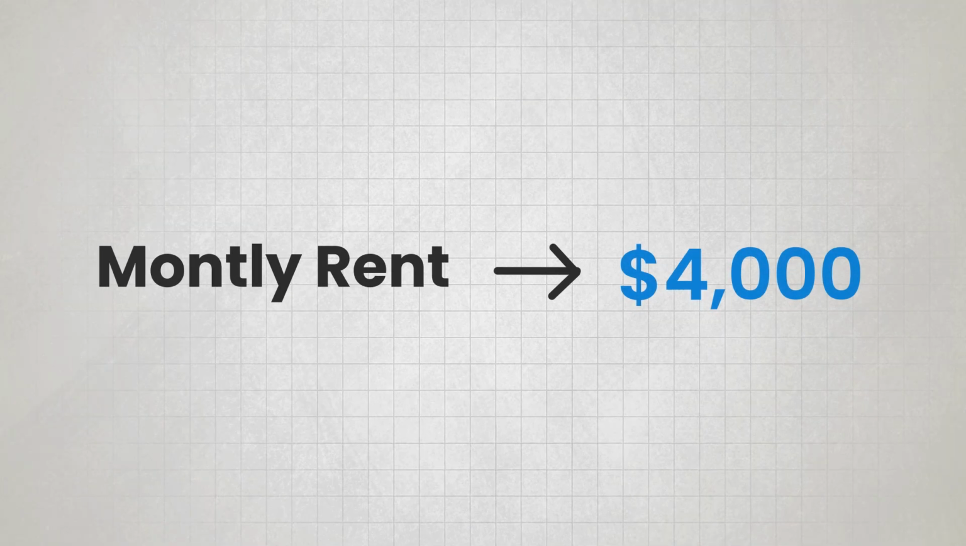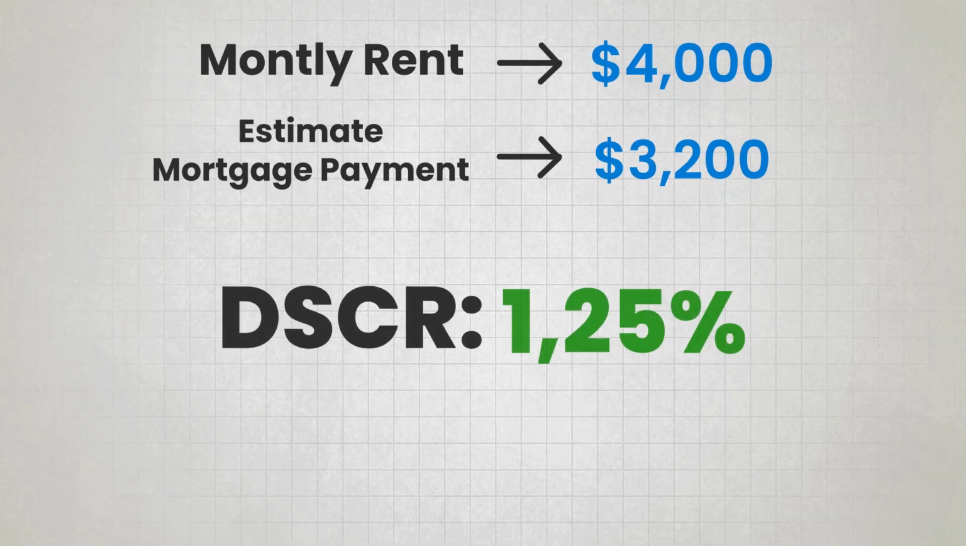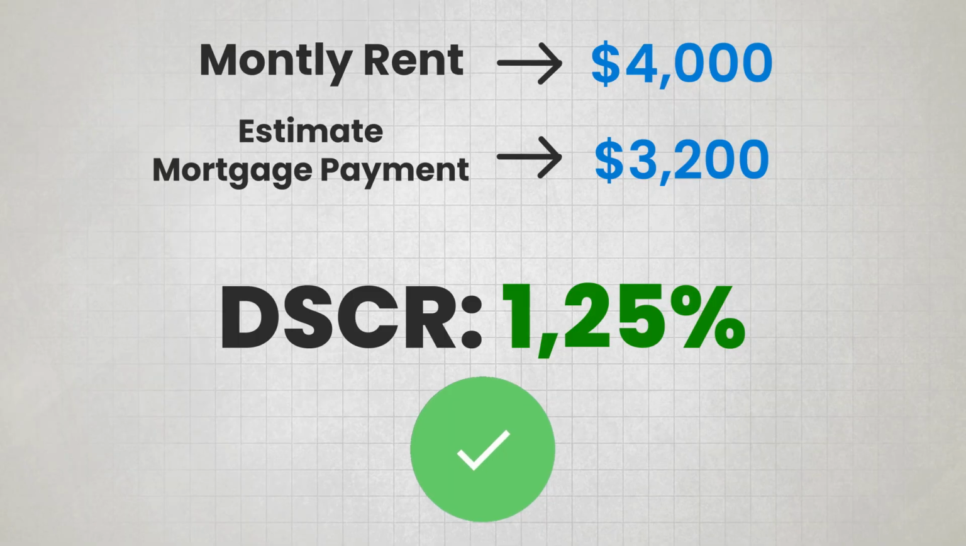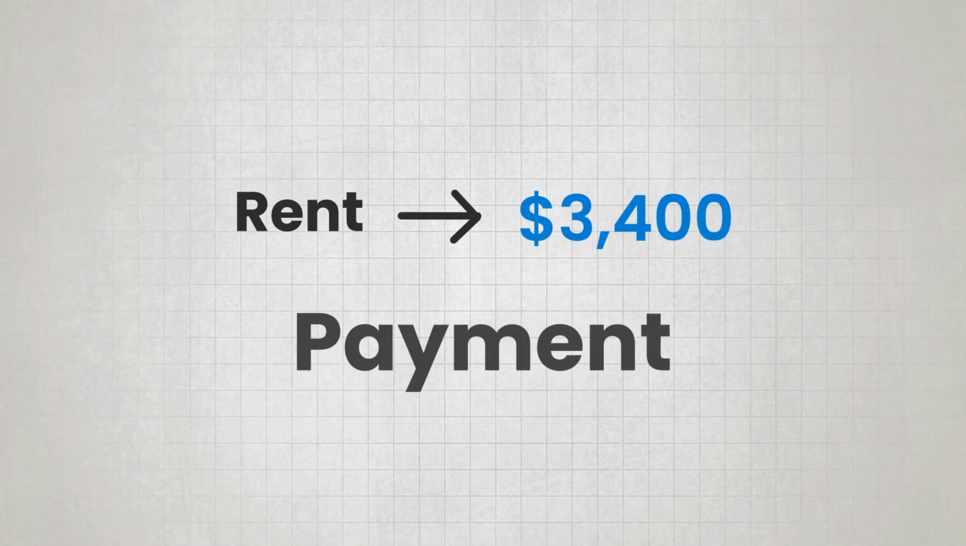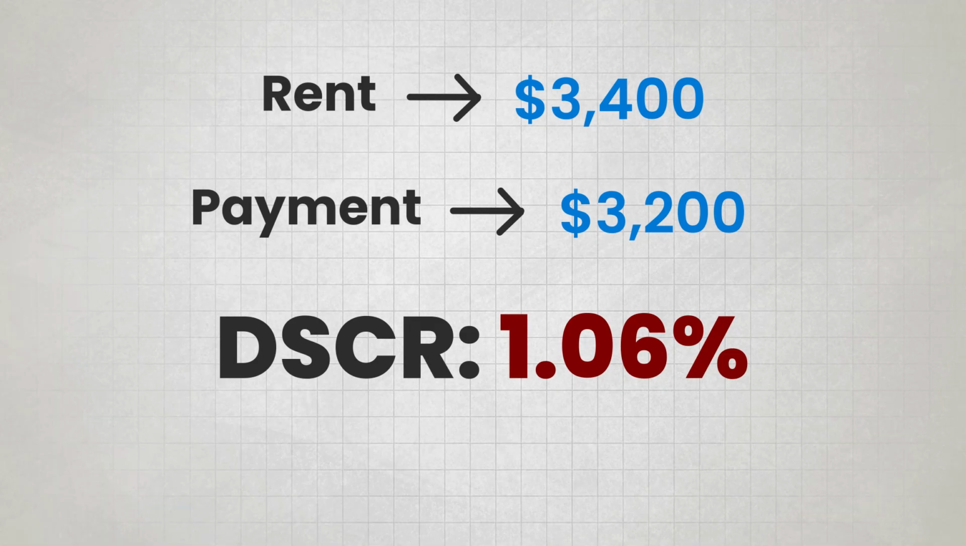Calculate the DSCR. If the monthly rent is $4,000 and the estimated mortgage payment is $3,200, your DSCR is 1.25. That is solid. If the rent is $3,400 and the payment is $3,200, your DSCR is 1.06. You will pay more for that loan. Some investors chase appreciation in expensive markets and end up with properties that barely cash flow. Those properties come with rate penalties. The best DSCR rates go to properties that clearly pay for themselves.